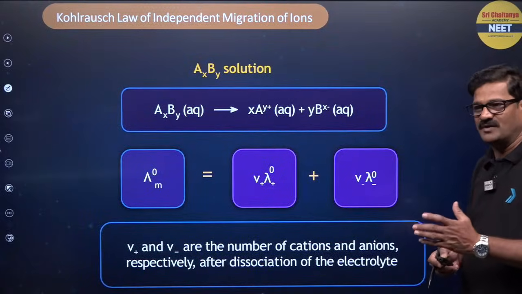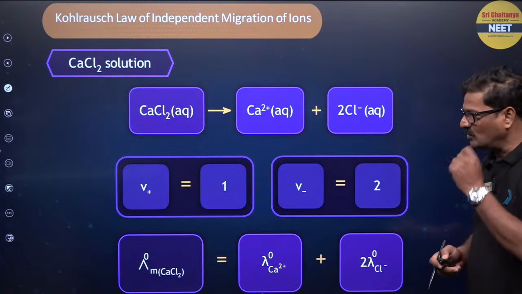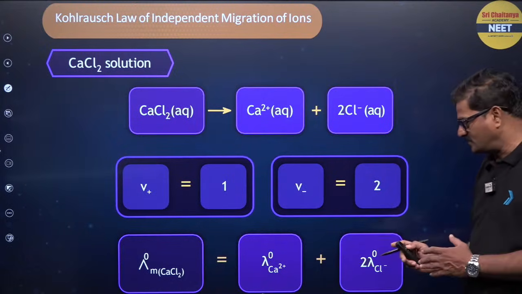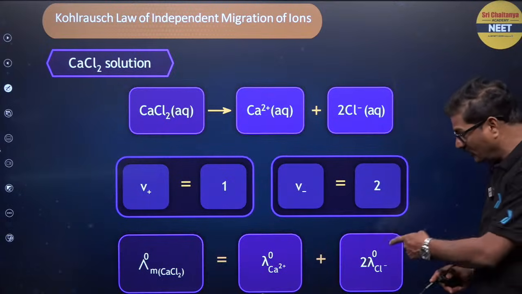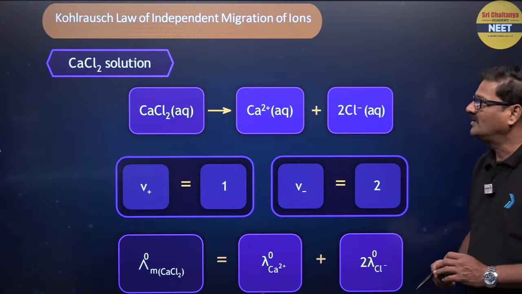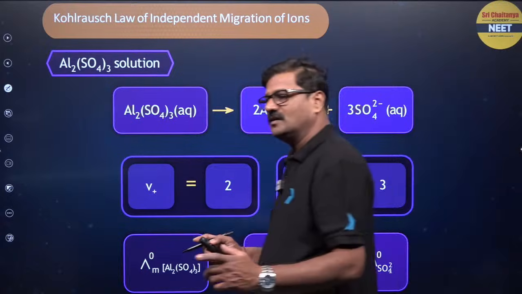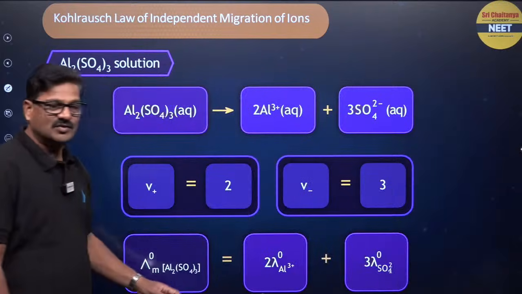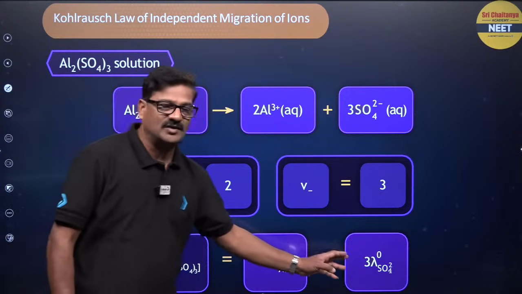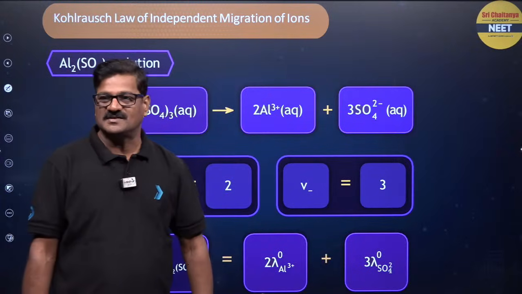Similarly, for AxBy, let us say calcium chloride. Calcium chloride molar conductance is equal to the ionic mobility of calcium 2 plus plus the ionic mobility of Cl minus multiplied by 2, because 2 chloride ions are there. Similarly, for Al2(SO4)3, the molar conductivity is equal to 2 into the ionic mobility of Al3 plus and 3 into the ionic mobility of sulfate ions. Direct questions are there from the CBSE textbook, you can do it.